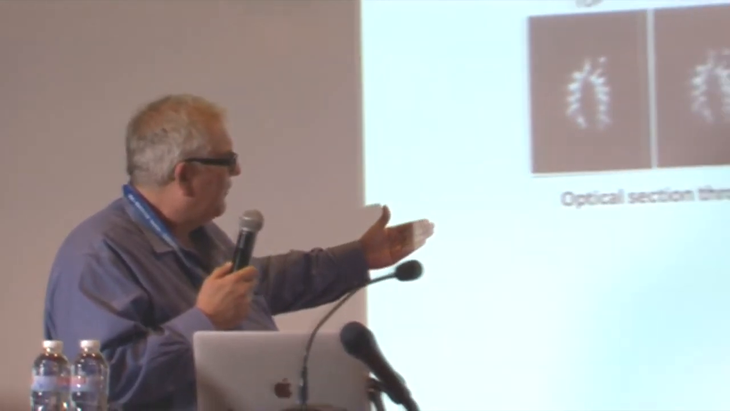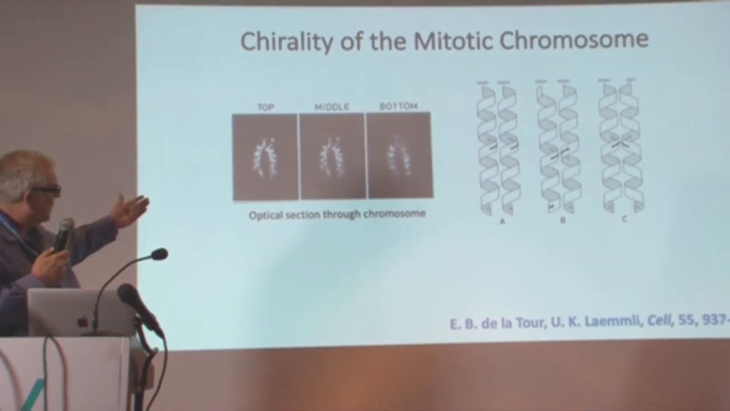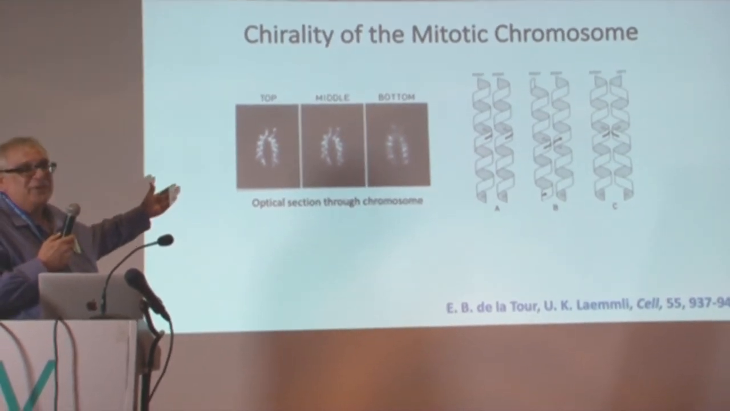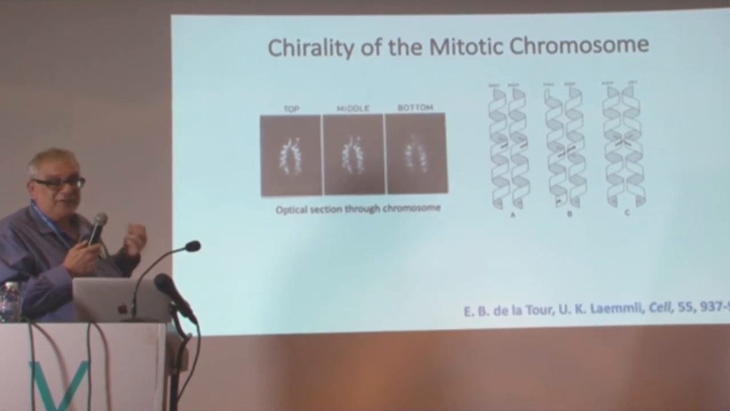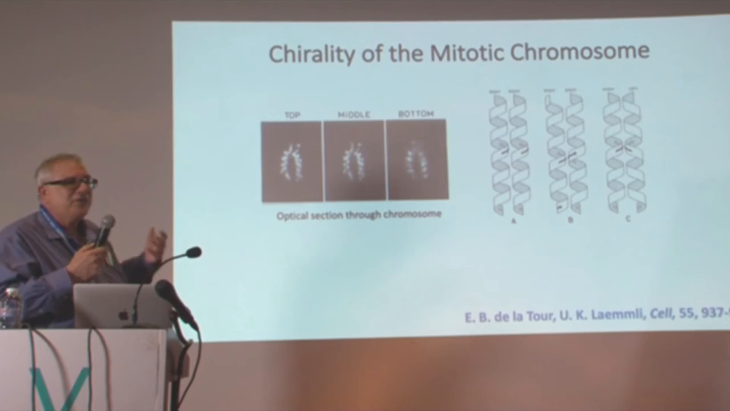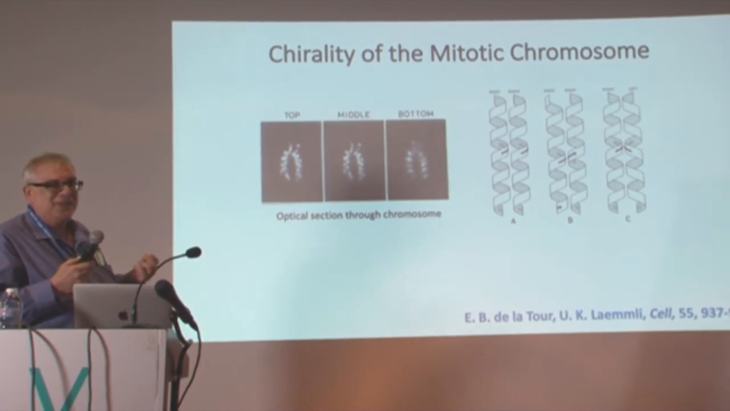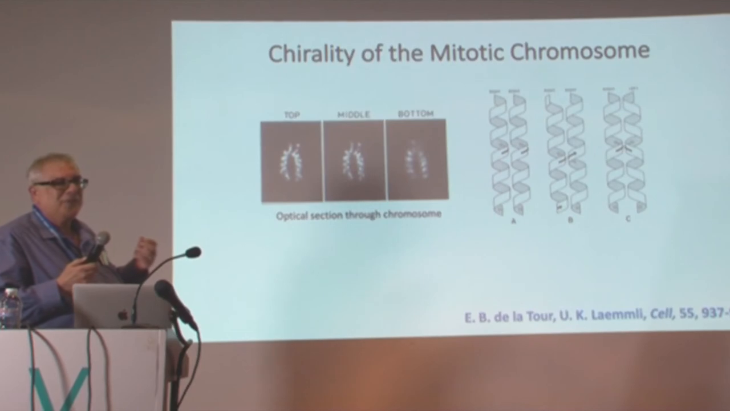This is a picture of two chromosomes soon after duplication, and these fellows, Delateur and Lemley, would claim, when they look at these images, that they're mirror images of each other. I think this is a very important question for all of us here. This chirality is something that you cannot see in the contact map. You can only see it in FISH or something like that, and it's something really to look for.